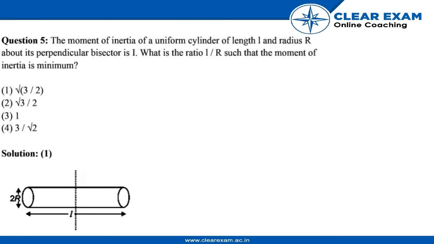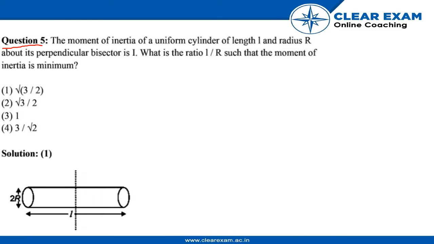Hello everyone. So we're going to start with question number 5 today. The question says the moment of inertia of a uniform cylinder of length L and radius R about its perpendicular bisector is I. So what is the ratio of L by R such that the moment of inertia is minimum?